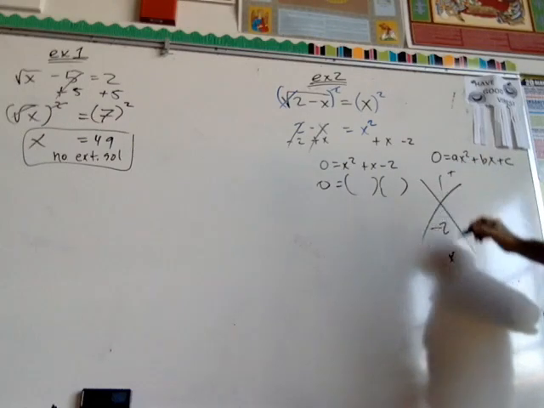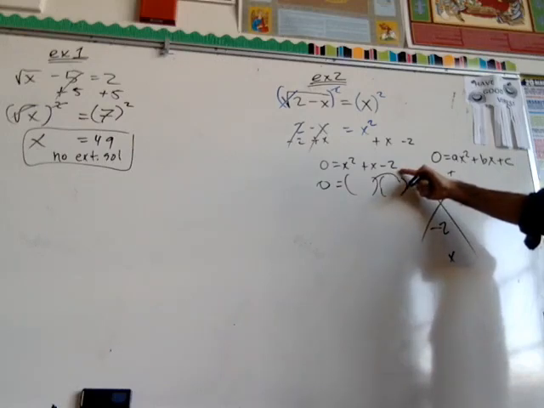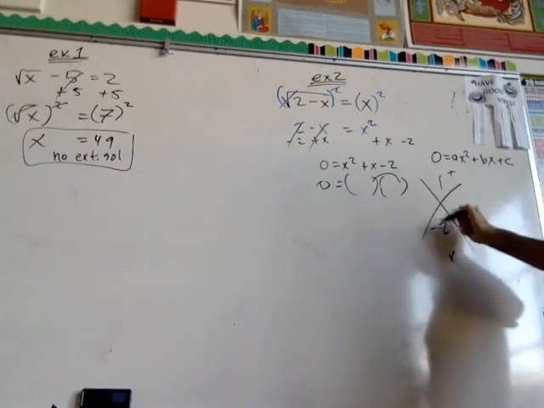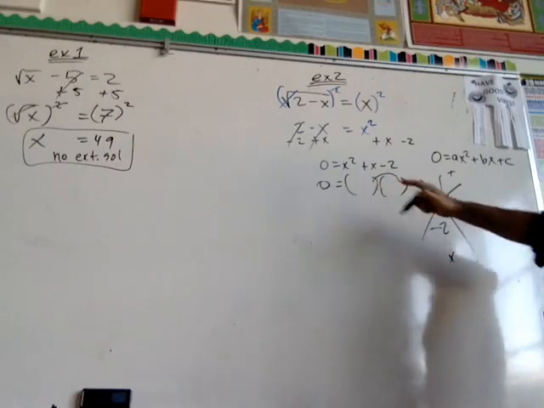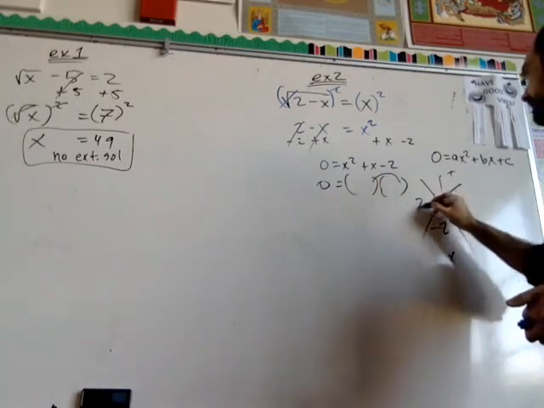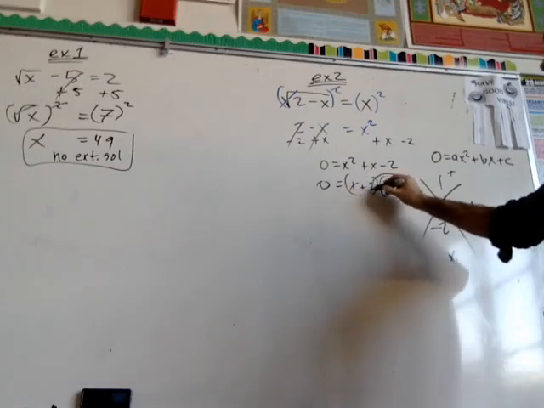I switched. Okay. So remember that the 2 last terms with FOIL multiply to give us that negative 2. That's why we're looking for 2 values that multiply to give us negative 2, because those 2 values are what we're looking for. So, yeah, I like that it's 2, negative 1. X plus 2, x minus 1.